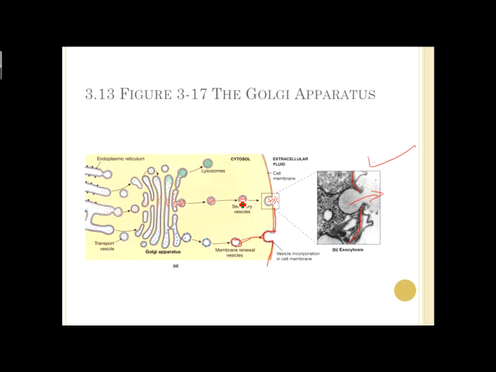And these are secretory vessels. So if we had some hormones or steroids that we needed to put into the system, this would just be brought to the surface and then expelled into the extracellular environment. And that's pretty much the 2 different types.